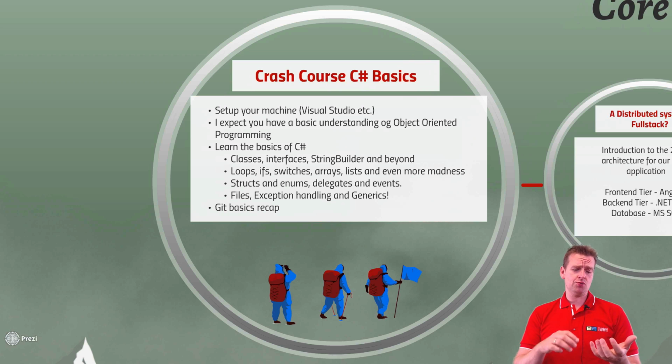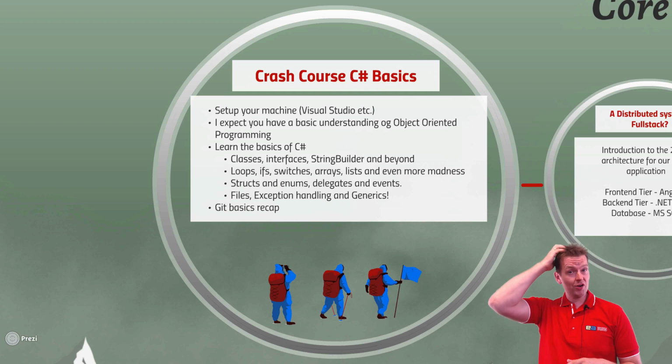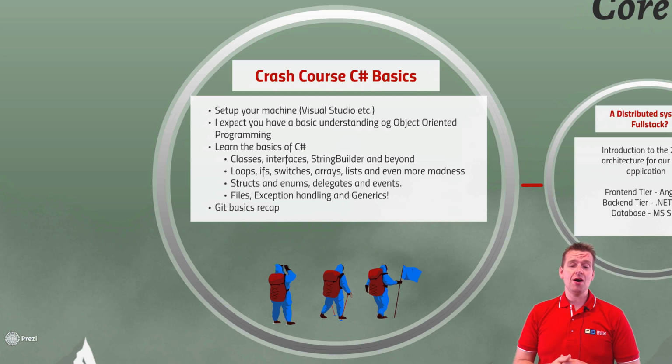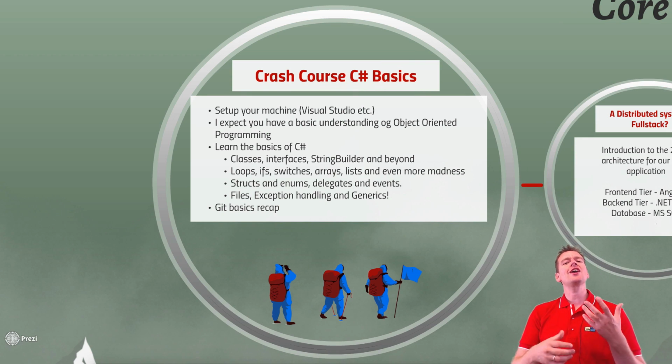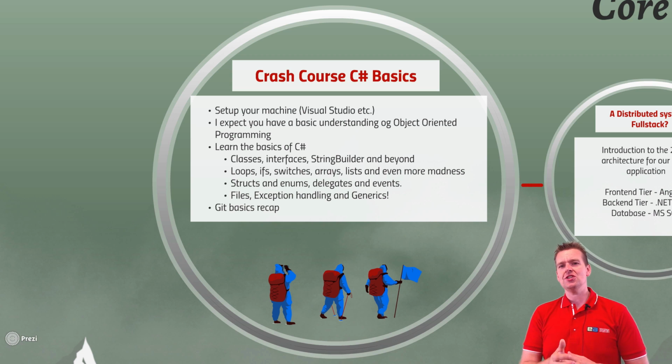We're going to have basics with classes, interfaces. We're going to learn a bit about loops and if statements, arrays, lists, how you use that in C#. We're going to learn about structures and enums. We're going to learn about file and exception handling and stuff like that. So we're just going to get an idea in the first series here about how you can actually use C# to develop software. And my goal is to end up with this having a very basic REST API that we can try and work with, something very basic.